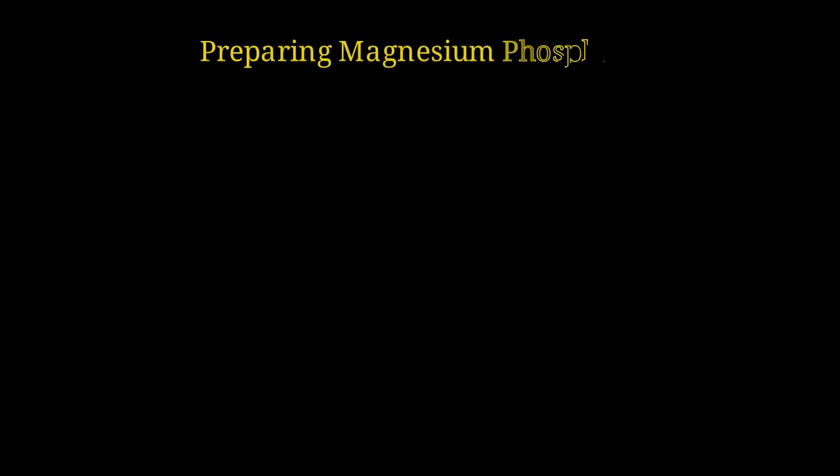Let's explore how to prepare magnesium phosphate by reacting phosphoric acid with a suitable magnesium compound. Magnesium phosphate is an important chemical compound with various industrial and biological applications.